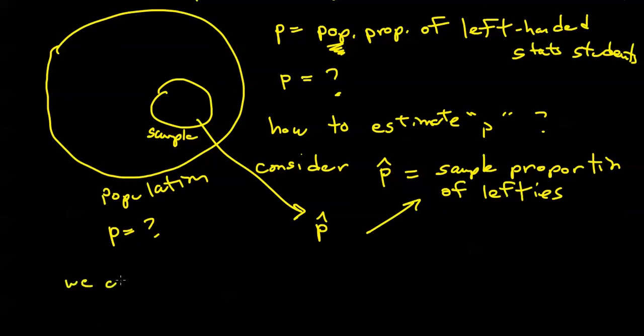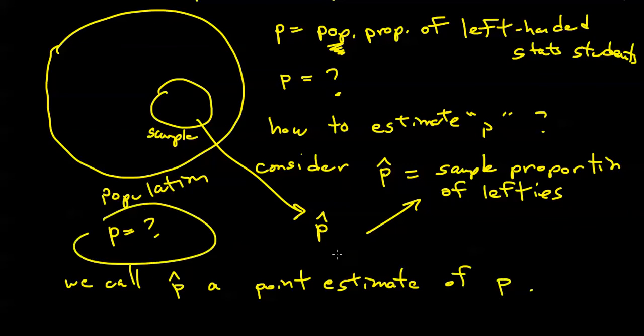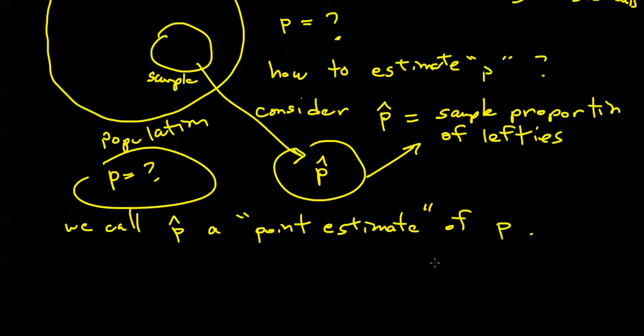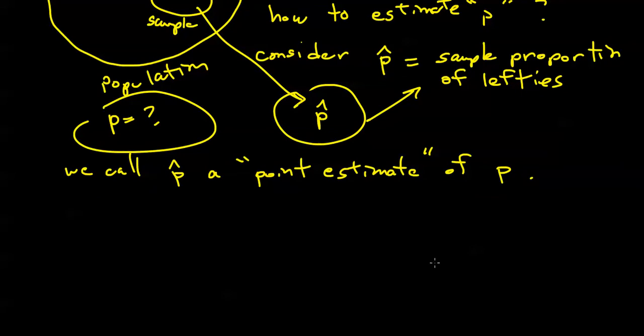Alright, we will call p hat a point estimate of little p. Remember, little p we never know. P hat will be our best estimate, or what we call a point estimate of little p. Okay? We call it point estimate because it's going to be a single value, a single number, which may or may not be close to little p. I suppose in the end we hope that it's close. If our sample is representative of the population, hopefully it is close to the true value of p.